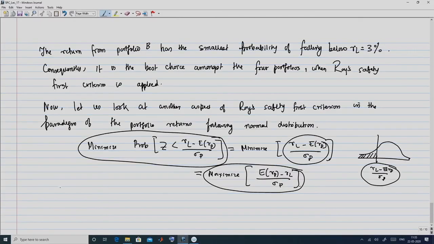So thus the optimal portfolio is the one with the greatest (E(RP) minus RL) over sigma P.